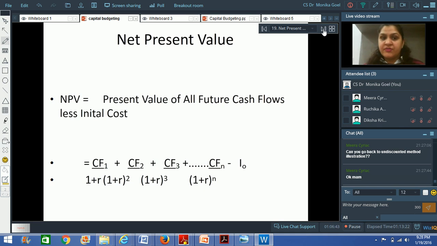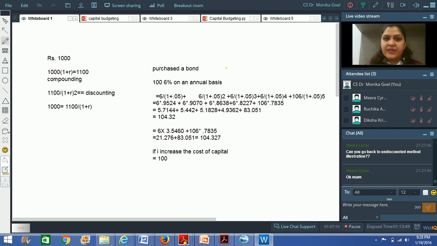Yeah, so the next technique that I have to take up is the net present value method. Now, so what do we do here? Just one second. This is one of the most important of all the techniques. Invariably asked whenever there is a question on capital budgeting, this technique would definitely be asked, and not again a very difficult technique.